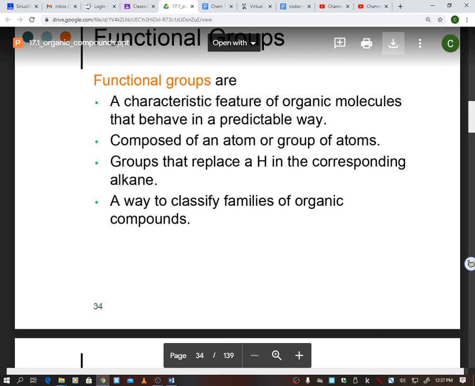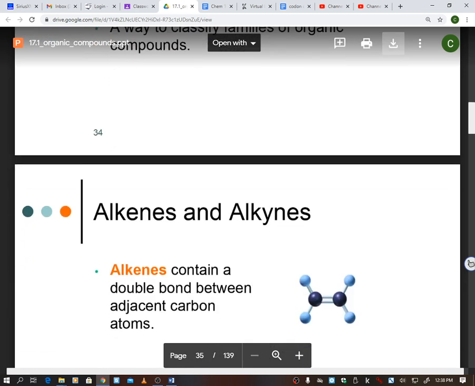They're composed of an atom or a group of atoms. So some of them are going to be much more flammable, or it's going to depend on if it's a solid, liquid, or gas sometimes, or what it's going to be at room temperature. All right, so groups that replace a hydrogen in the corresponding alkane, so that's a functional group. It's going to take one of those 4 hydrogens off, or one of those 3 hydrogens off, and you're going to replace it with this group. And it's a way to classify these families of organic compounds.